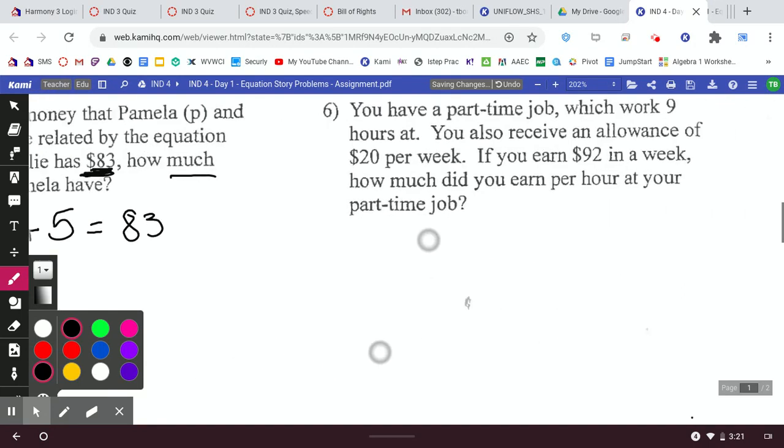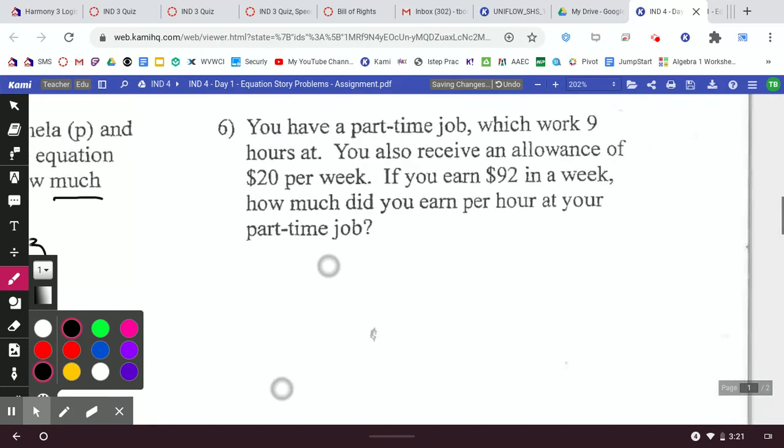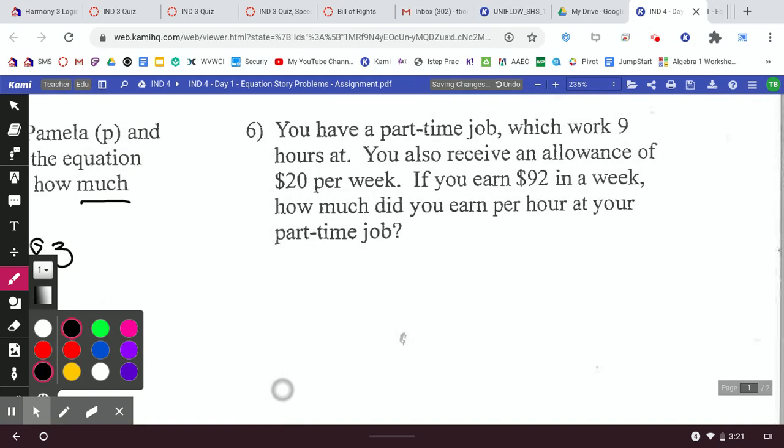Okay, so let's look at number 6. You have a part-time job, and you work 9 hours. You also receive an allowance of $20 per week. So that's just a flat allowance no matter what. Plus you work 9 hours. If you earn $92 in a week, so right there, that's your total, right? They already give us the total. If you earn a total of $92 in a week, how much did you earn per hour at your part-time job?